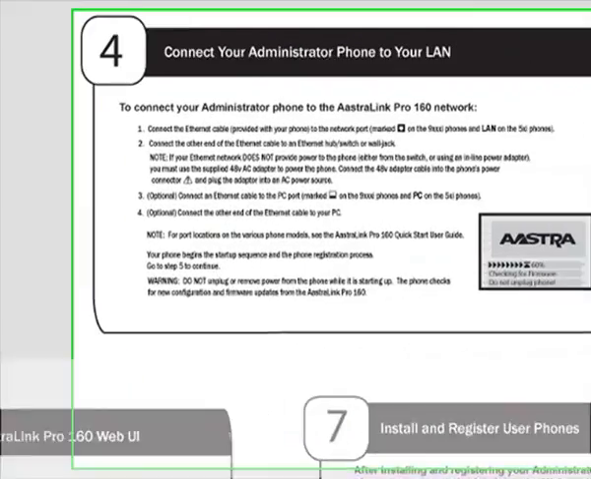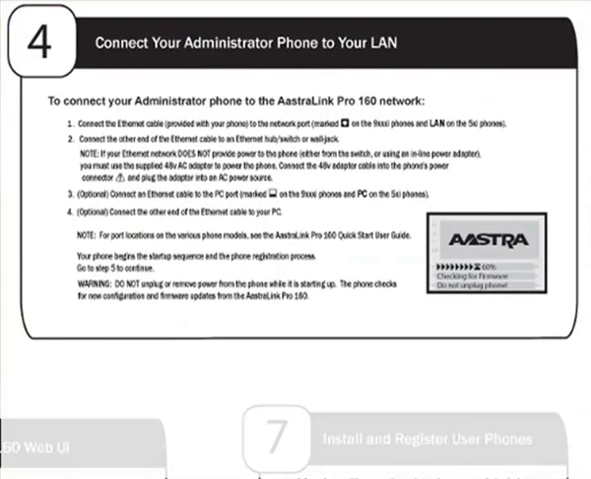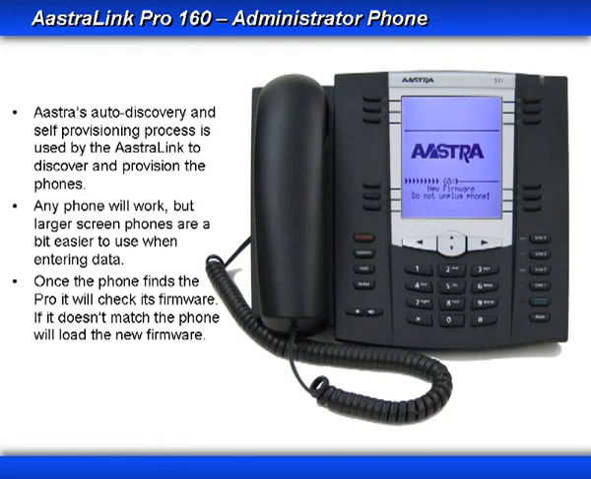Step 4. Connect your administrator phone to the LAN. The administrator phone is the first phone connected to the LAN after the base unit boots up. Aastra's auto-discover and self-provisioning process is used by AastraLink Pro to discover and provision phones. Once the phone finds the AastraLink Pro, it will check its firmware. If it doesn't match, the phone will automatically load the new firmware.